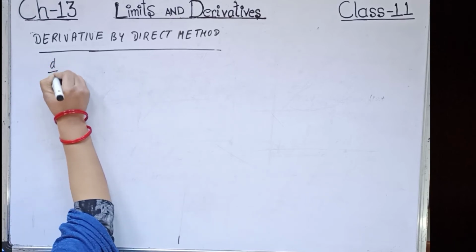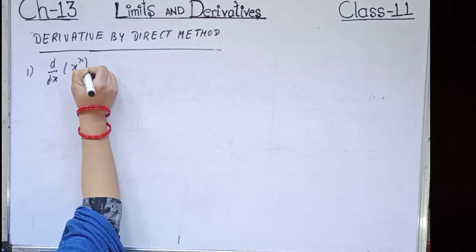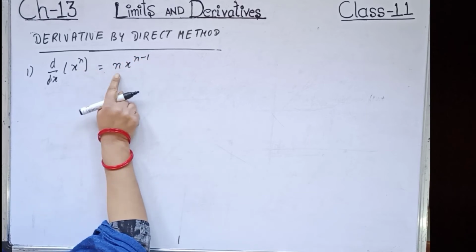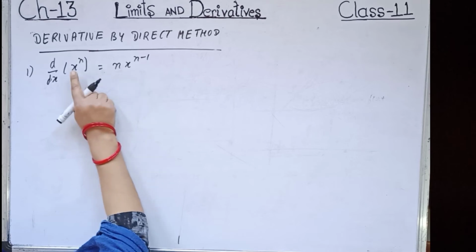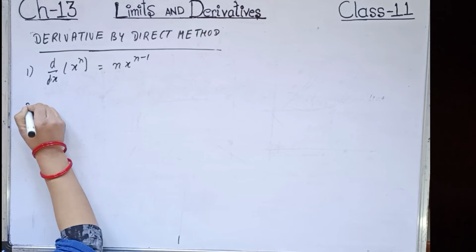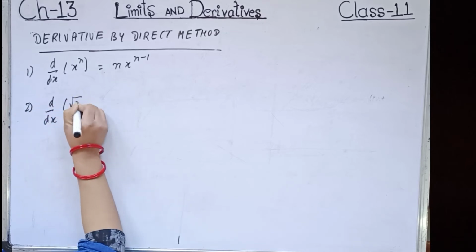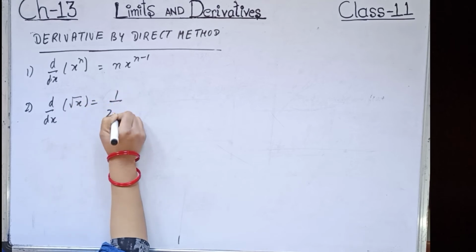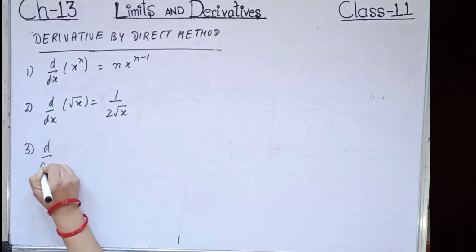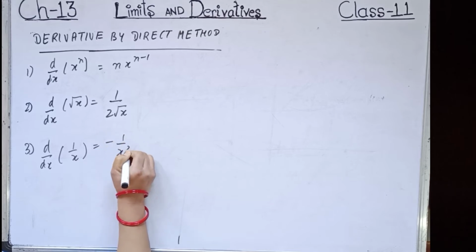Number 1, d by dx of x power n equals n x power n minus 1. The power comes over here, so this n comes in front, and the power of x is reduced by 1. Number 2, d by dx of root x is 1 by 2 root x. The utilization of this formula I will be explaining properly. Number 3, d by dx of 1 by x is minus 1 by x square.